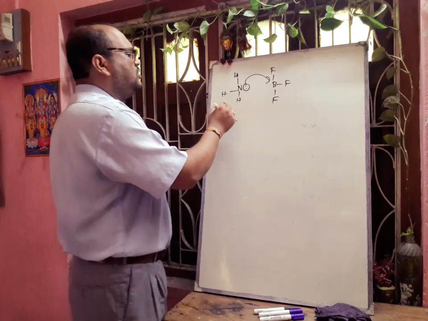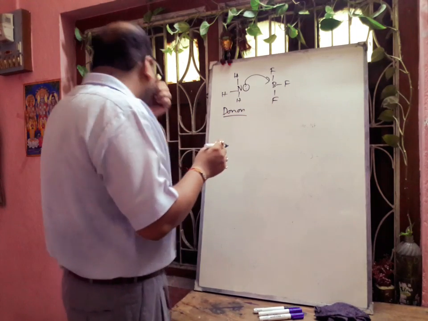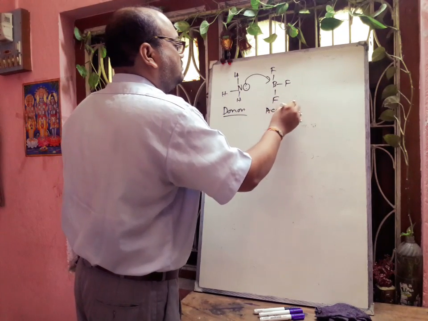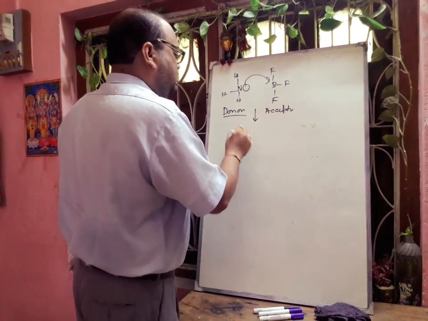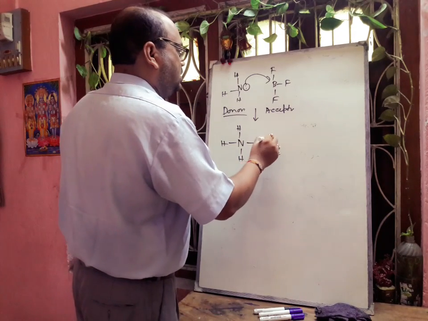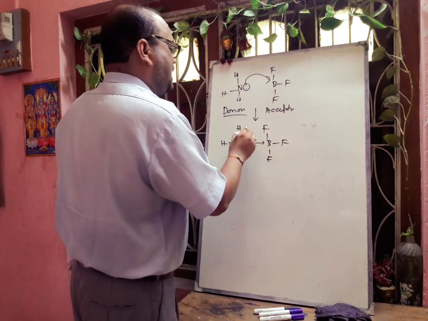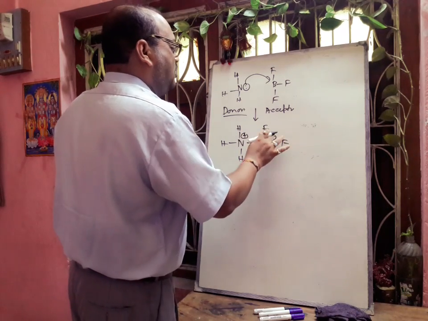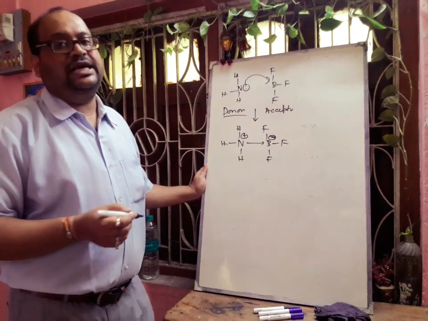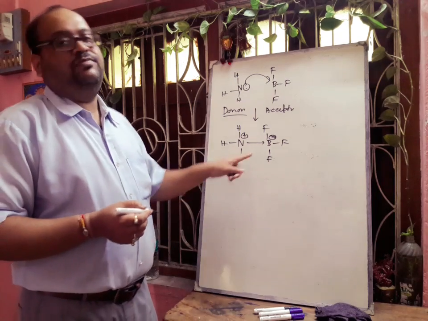So this one is called the donor atom and this one is called the acceptor atom. So finally there will be formation of one bond. This bond is semi-polar because there will be formation of partial charges. This one is plus, this one is minus, and the bond arrow will point towards the acceptor, which is accepting the electron. This bond is also called a dative bond.